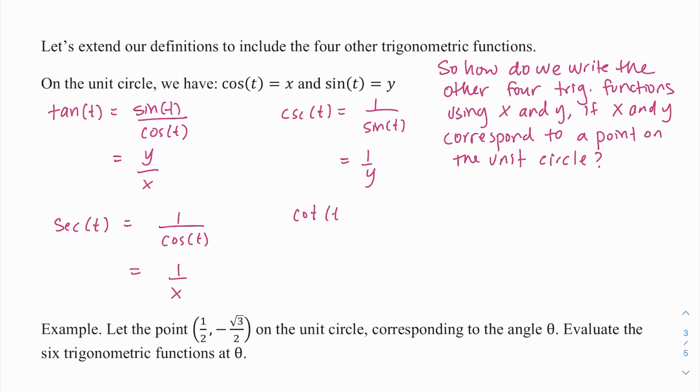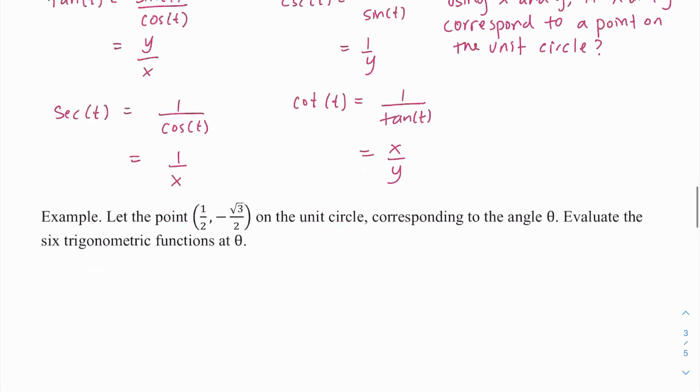And cotangent of t is just 1 over tan t. So that just really means take the output for tan and flip it. So instead of y over x, we have x over y. And so that's how we can express these four other trig functions using coordinates from a point on the unit circle. So let's try it out.